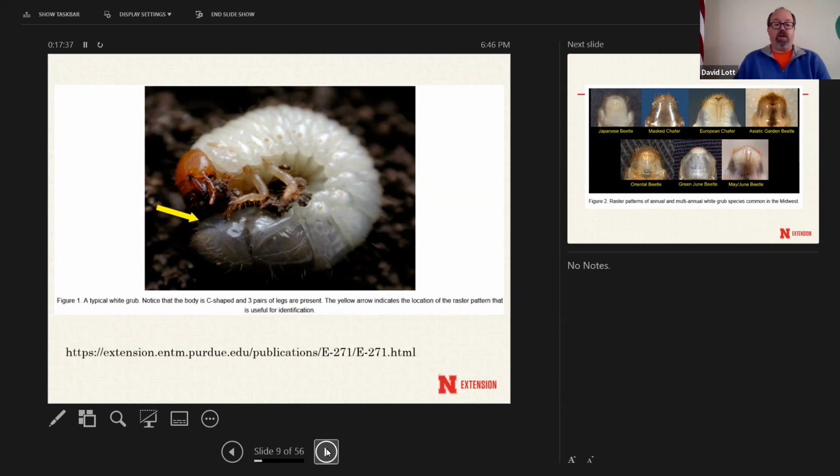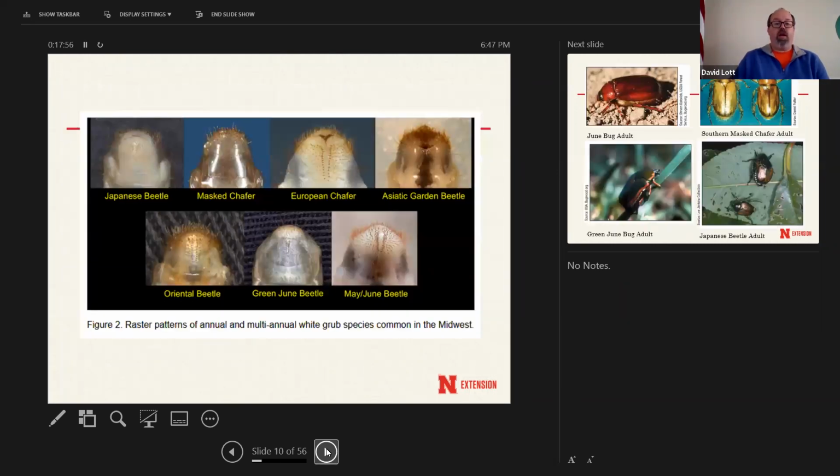So what's important on these grubs are their rear ends, because the rear end, or the raster, is what we use to identify which type of grub we have, because there are different types of grubs. And here's a picture of the different rasters, or the rear ends, of these insect larvae. So it's very important to know that they are different.